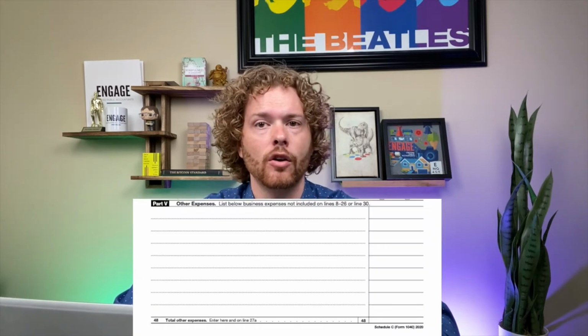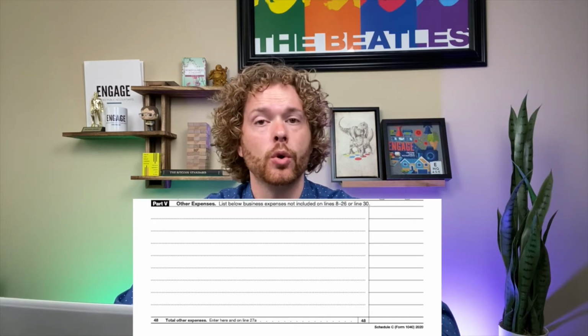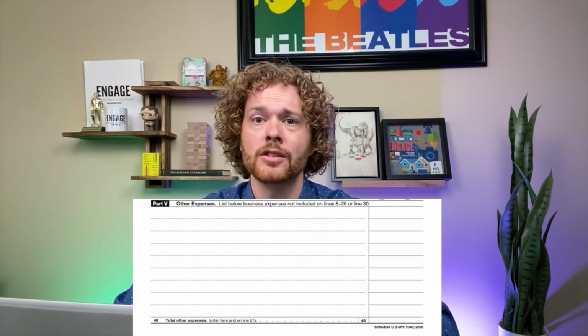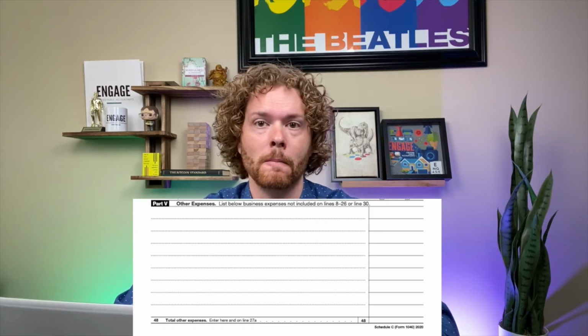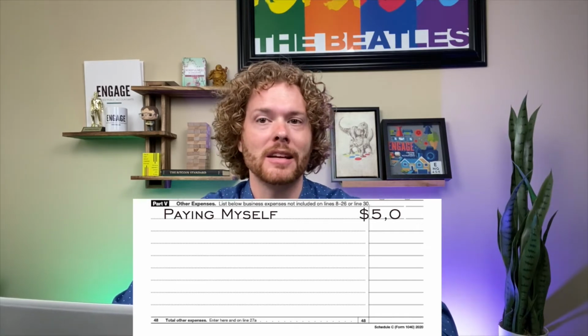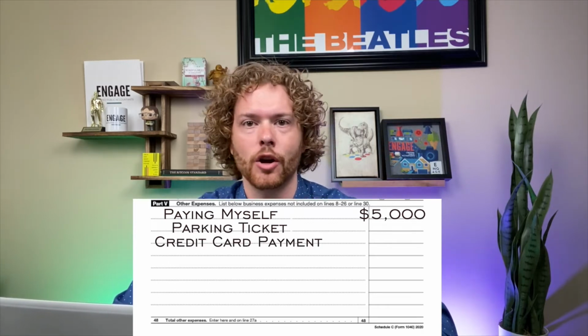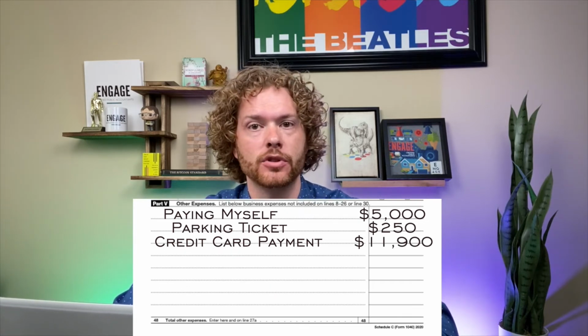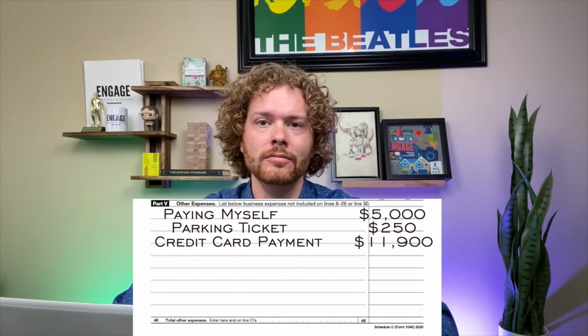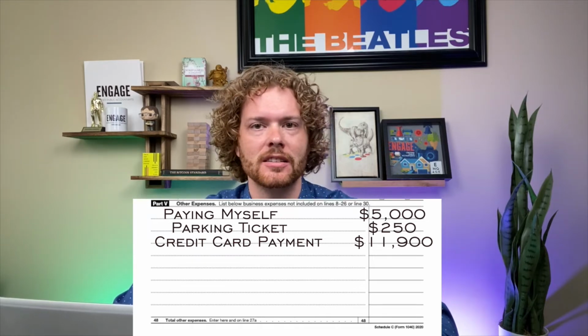You have to list out all of your other expenses along with the corresponding amounts. So make sure that nothing you're putting on these lines is questionable. For example, don't put an expense of paying myself $5,000, because that's not a business expense. And neither is a parking ticket or a credit card payment. These are easy reasons for the IRS to pick your tax return for questioning, which would just lead to more headaches.